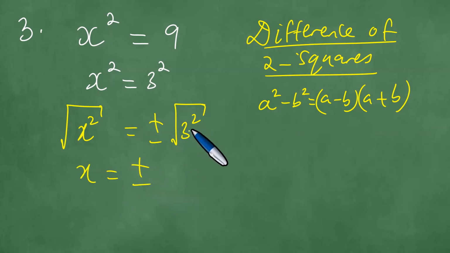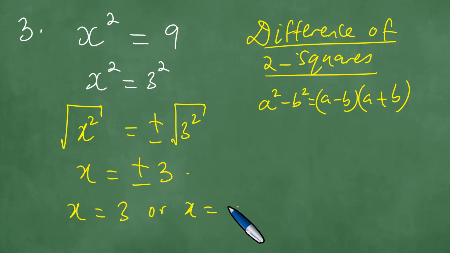What is the square root of 3 squared? It's like the square root of 9, which is 3. So the answers are 2 of them. It's either x equals 3 or x equals minus 3. So you write x is 3 or x is minus 3, like that. We're getting 2 answers to this, okay?